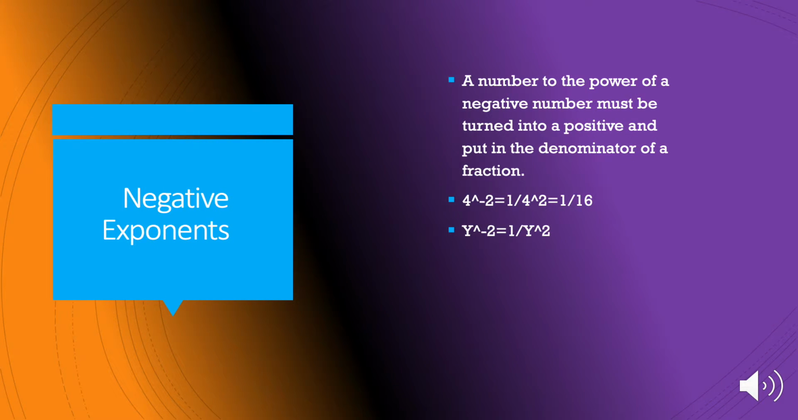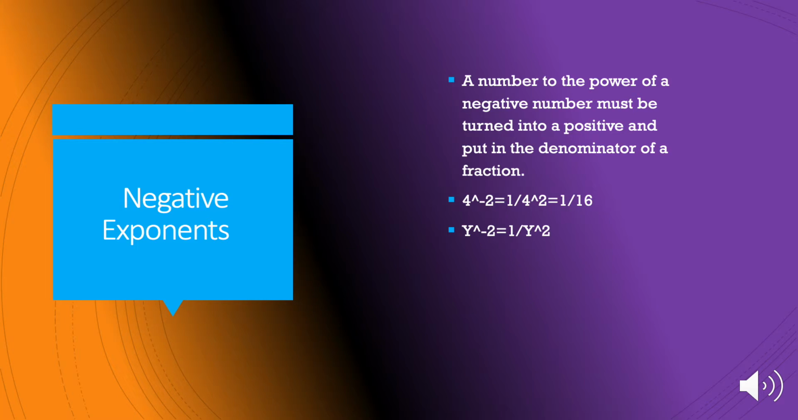What are negative exponents? A negative exponent is basically just a number to the power of a negative number. But if you have a negative exponent, it must be turned into a positive and put into the denominator of a fraction. That sounds a little bit complicated, so basically it means 1 over the number to the power of the exponent, but you turn the negative into a positive.